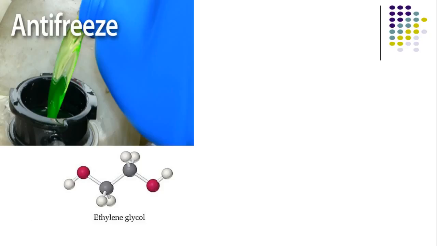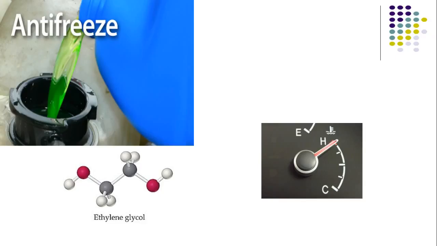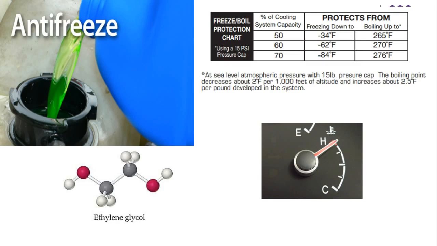It also helps with overheating. If you add the antifreeze, now it's increasing the boiling point, and so it will boil at a much higher temperature and won't leave the radiator. It won't evaporate away. Here's the actual chart, what you see how it protects it. It could, let's see, go from freezing down to -34 degrees Fahrenheit and boiling up to 265 degrees Fahrenheit.